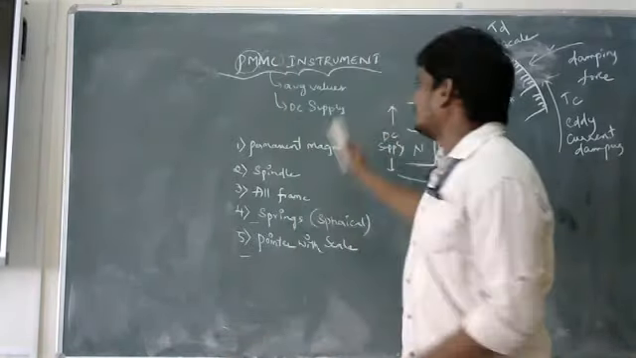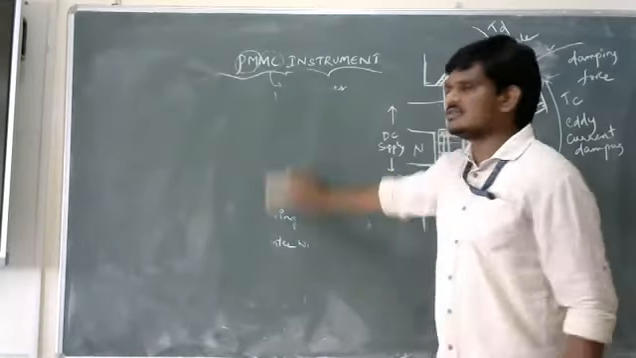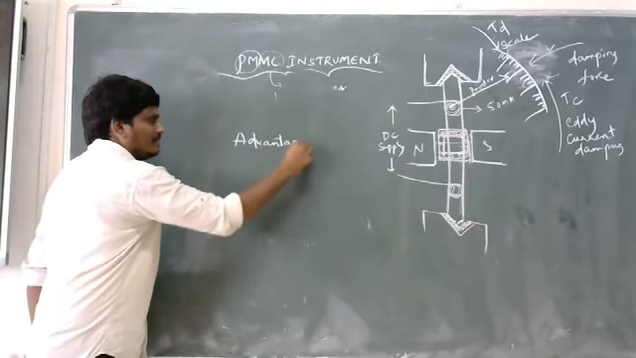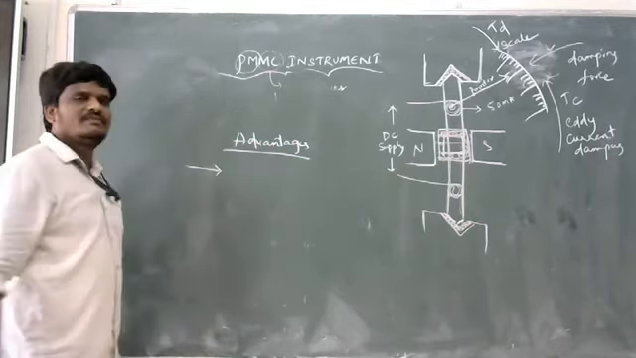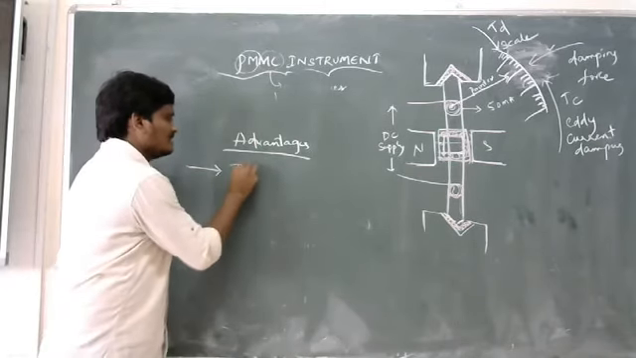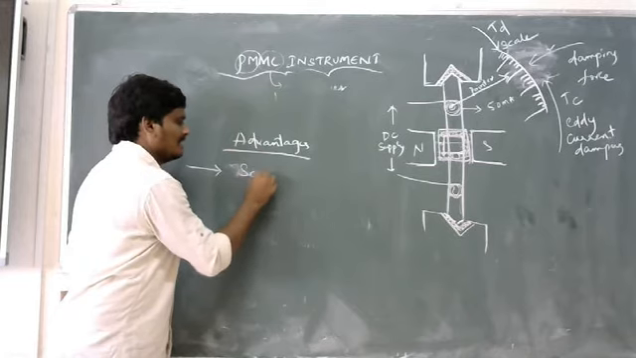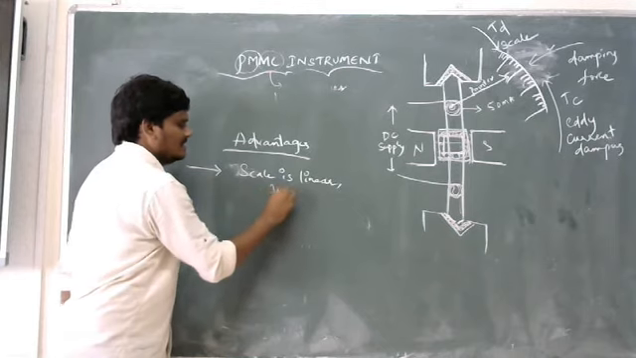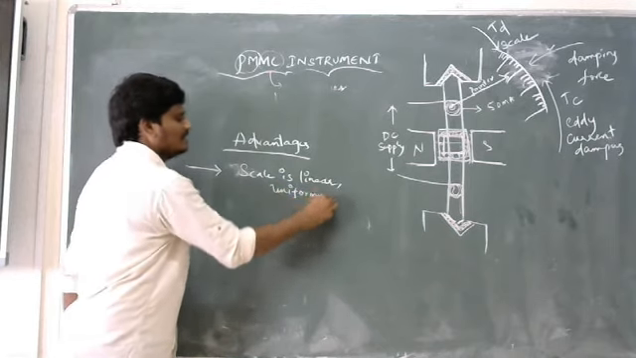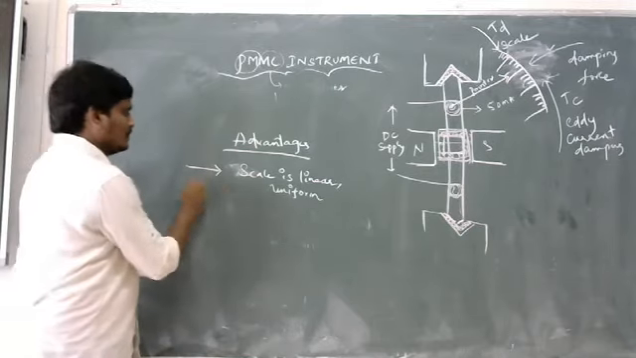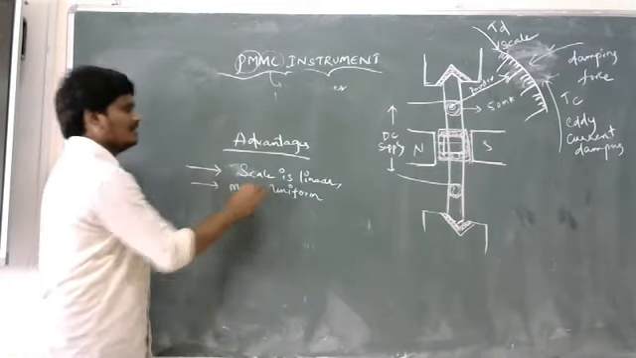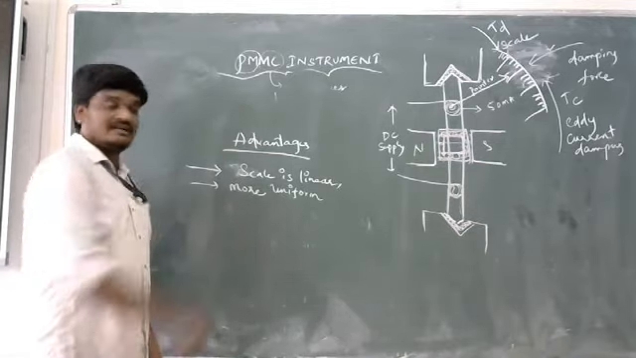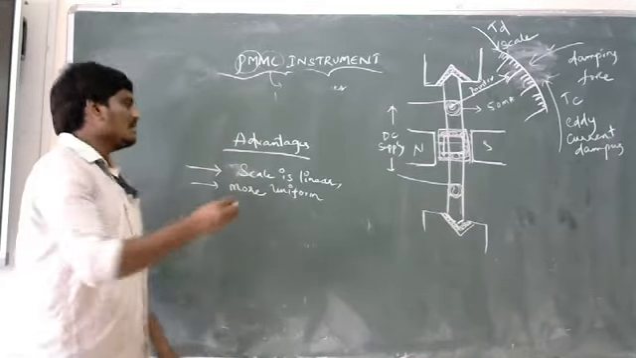Now we will go for the advantages of a PMMC instrument. The main basic advantage of using a PMMC instrument is that the scale of the PMMC instrument is linear, that is, it is more uniform when compared with the other instruments. What is the first advantage? The scale of the PMMC is linear. And what is the second advantage? It is more uniform when compared with the other instruments.